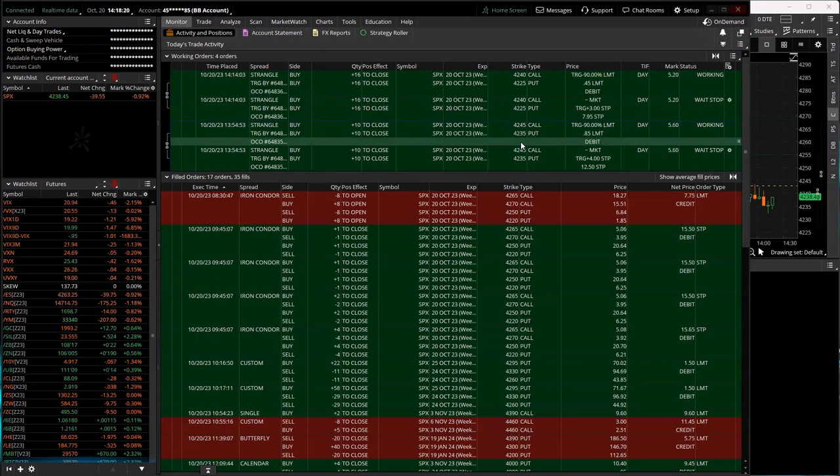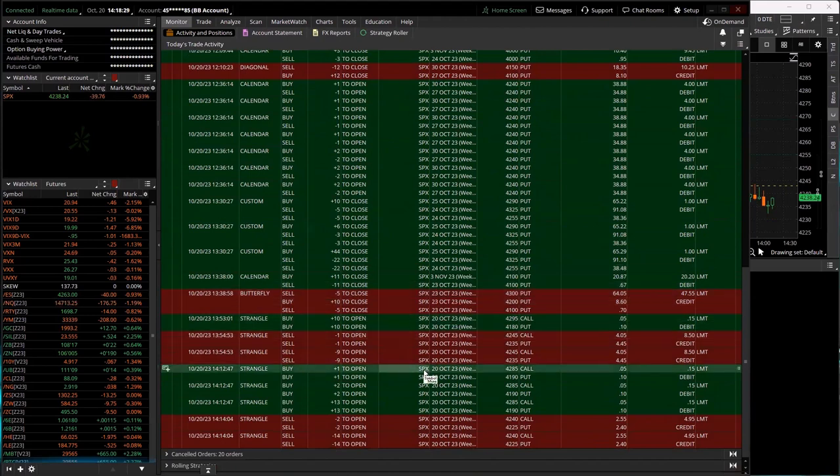Tranche one is down to 560. I'm looking for 510. Tranche two, I got in at 495. So I'm looking for $3 to reduce tranche two.